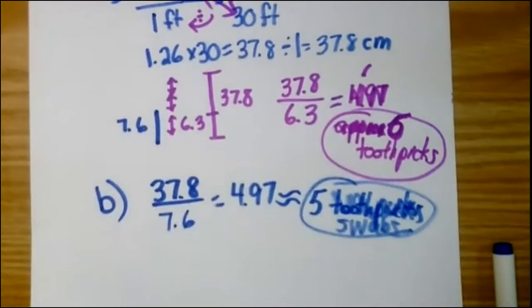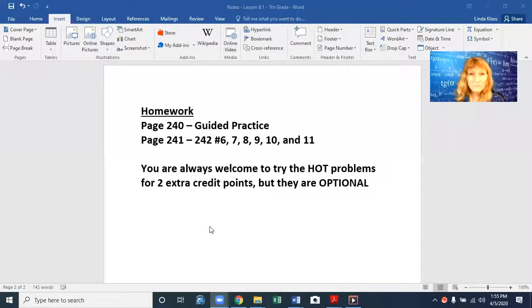And we'll talk about your homework. Okay, back to the screen. Our homework is to do page 240 guided practice, and I pretty much did that all with you, except for that one problem. We just didn't do the calculations. And then page 241, I want you to do number 6, 7, 8, 9, and 10. And then page 242, number 11, A and B, the one we just did at the end of this video.